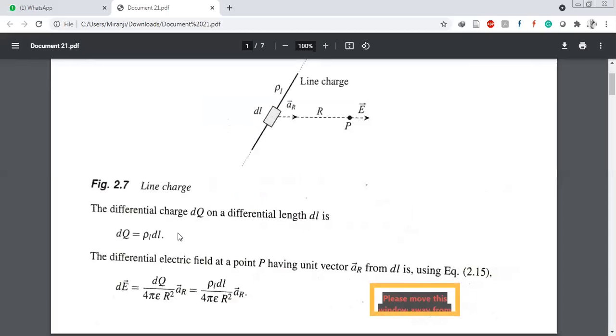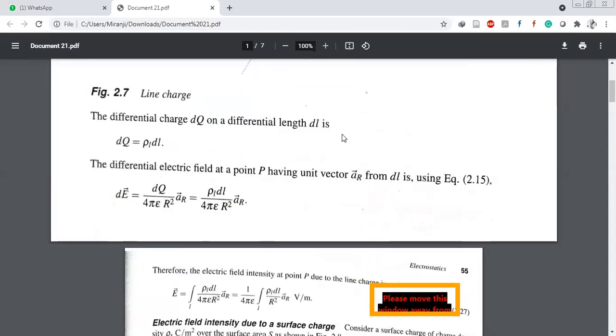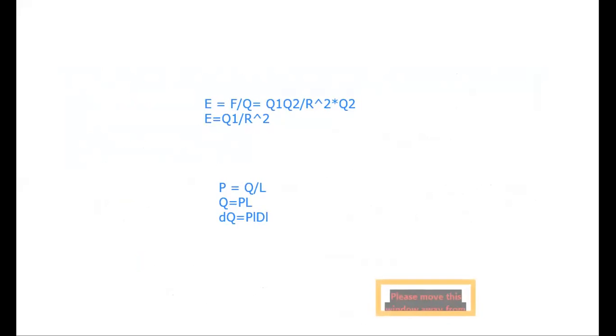Now the differential charge dq on the differential length dl is given by dq equal to rho l dl. How do we get this? From that derivation, the differential electric field at point P, having a unit vector a r from the dl. What is meant by electric field strength, you already know: E equal to F by q, where F equal to q1 q2 by r square, but originally q1 q2 by r square into some constant, so that is 4 pi epsilon.